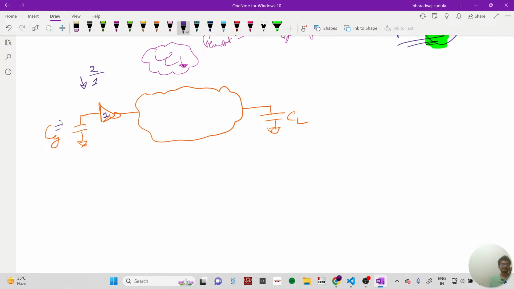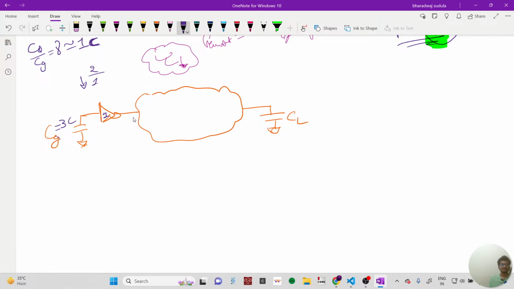Thus we have CG as 3C. C is the drain cap to gate cap ratio gamma, approximately equal to 1. This one is just 1C, that capacitance. Okay, so this is 3C, and this is some big giant load capacitance, which is very big.